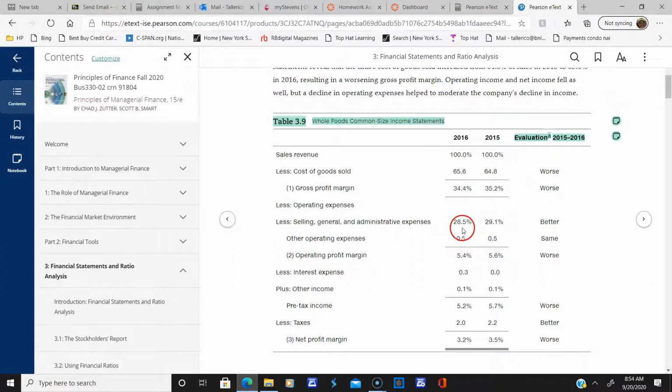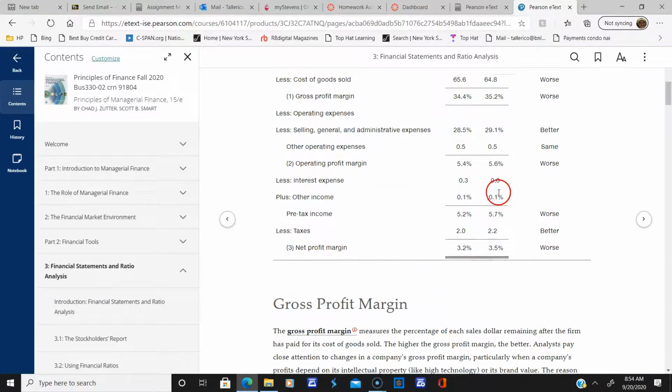And now the selling and general and administrative expenses have gone down. See this here compared to that? So it's gotten better. So see what they're doing? It's going to be worse, better, or the same. Okay. So they're just taking everything as a percentage. Any questions about what's going on there? Just let me know.